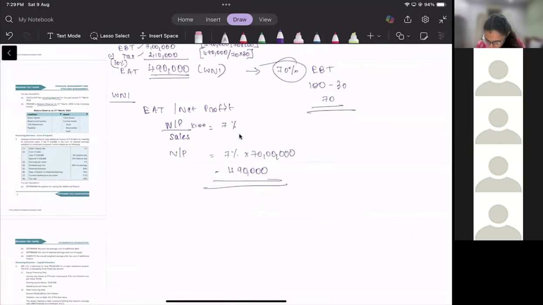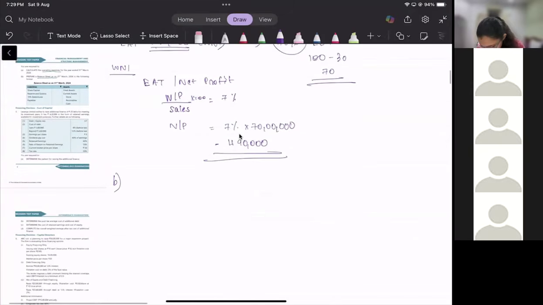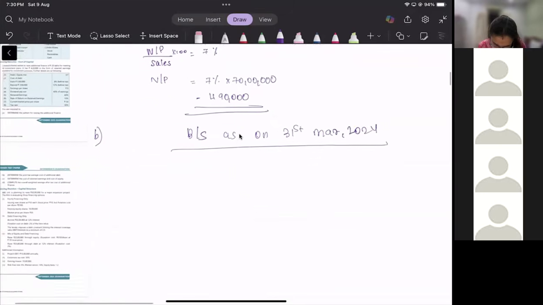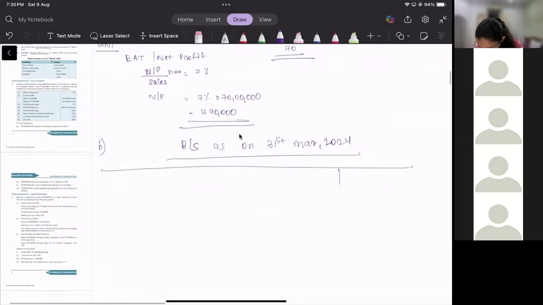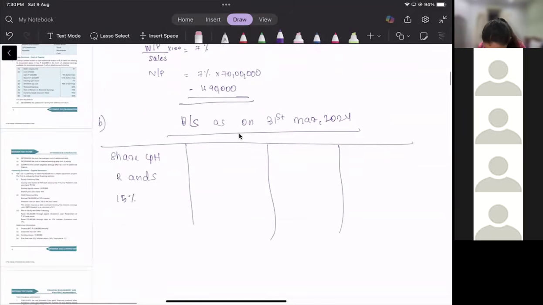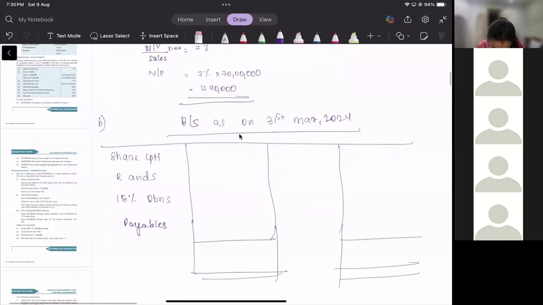So let's go to B part of the question. Balance sheet as on 31st March 2024. See, in this question, they have directly given you the balance sheet format. So no need to overthink. You can just copy that. See, I am using shortcuts, but you have to write it in full, okay? Please copy the format given in the question.